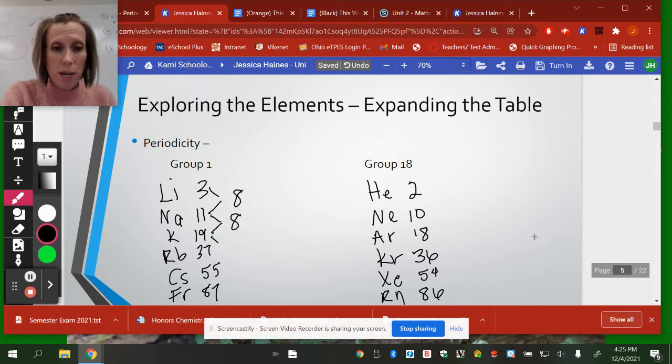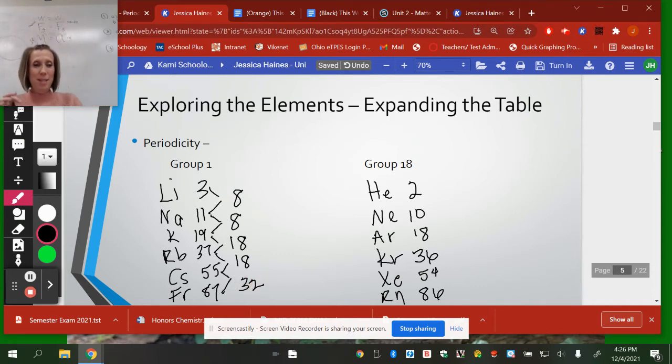Now, how about between potassium and rubidium? That's 18. Between rubidium and cesium, if you subtract those numbers, you get 18. And then between cesium and francium, you get 32. Make sure I did that right.